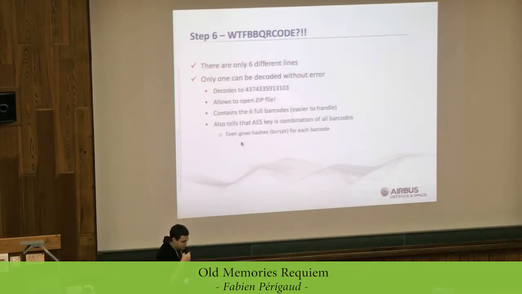We can see that there are only 6 different lines, and only one can be decoded by this method. So it decodes to this value. By a little bit of guessing, we can open the zip file using this as a password. And in the zip file, we have 6 barcode images, which are in fact the 6 ones which have been sliced before. It also tells us that the AES key to decrypt the last file is the combination of all the barcode values. We are also given hashes for each barcode value to help us know if we have correctly decoded it.